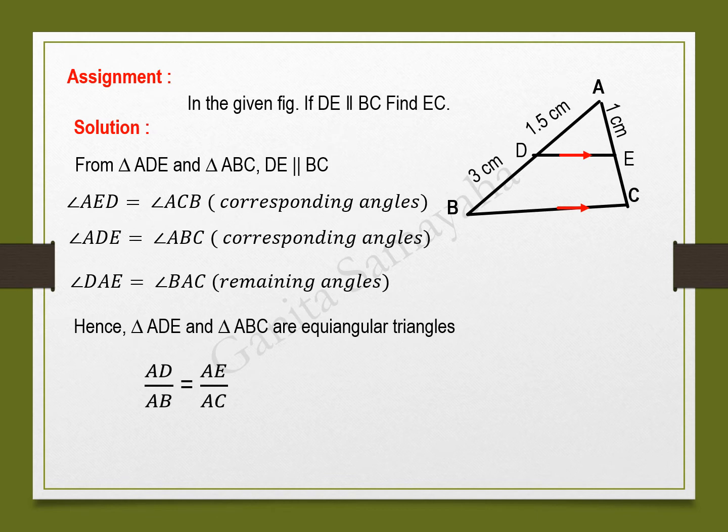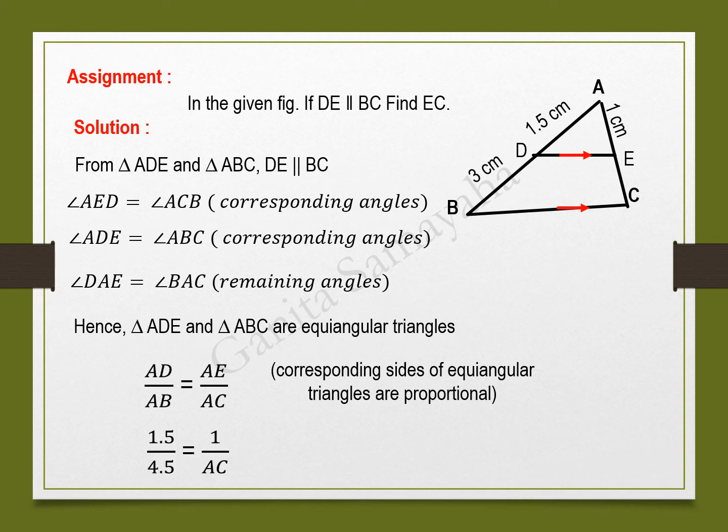Once we know AC, then we can find out EC, which is very easy. So let us substitute. The reason is corresponding sides of equiangular triangles are proportional. So after substituting and simplifying, we get AC as 3 centimeter. Since AC is 3 centimeter, AE is already given to be 1 centimeter. We have EC equal to 2 centimeter.